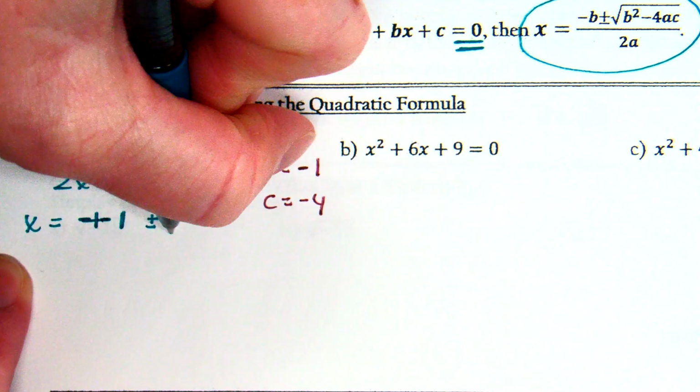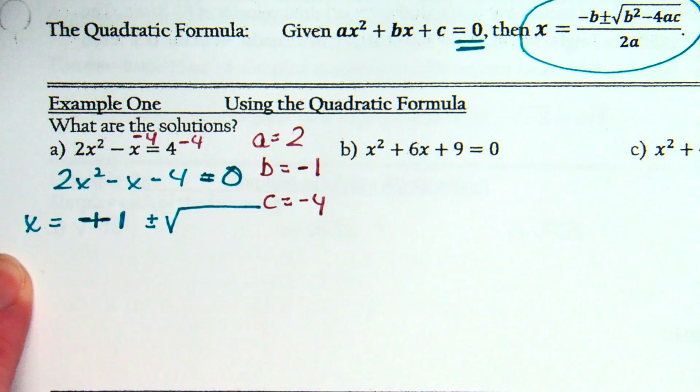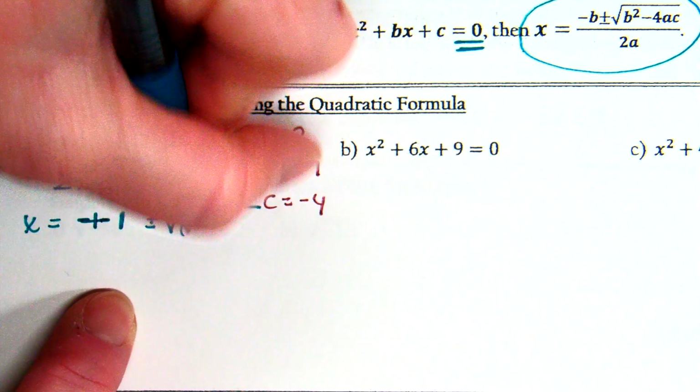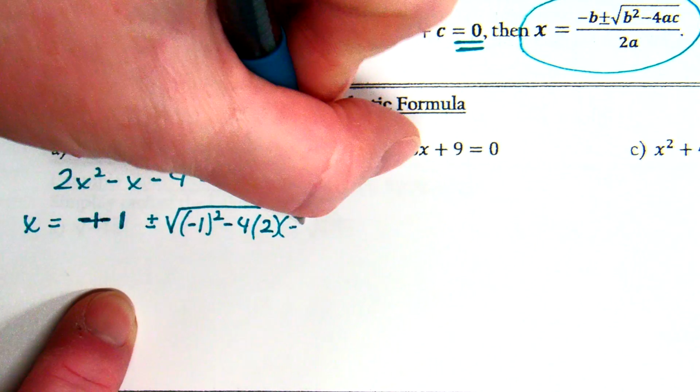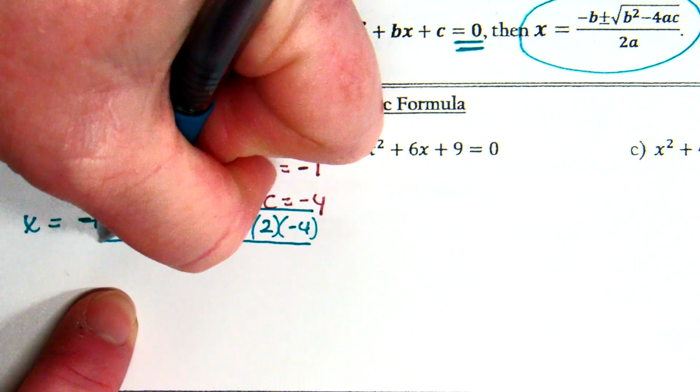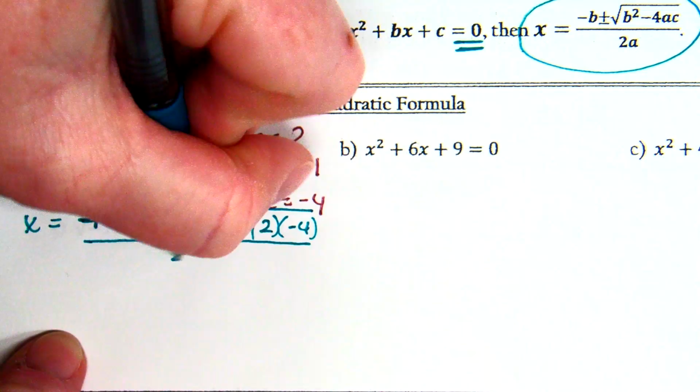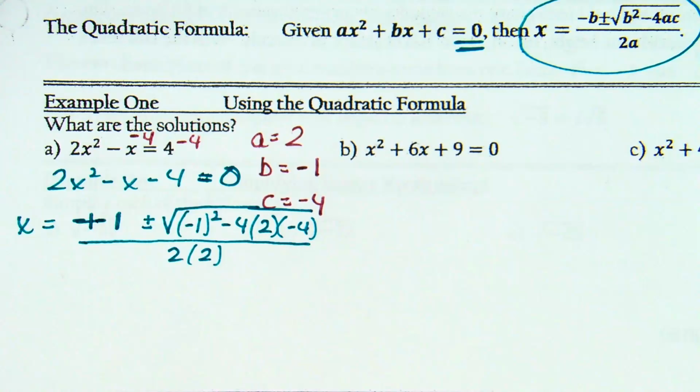Plus or minus the square root. B squared. So negative 1 squared minus 4 times a, which is 2, times c, which is negative 4. All over 2a. So 2 times 2.